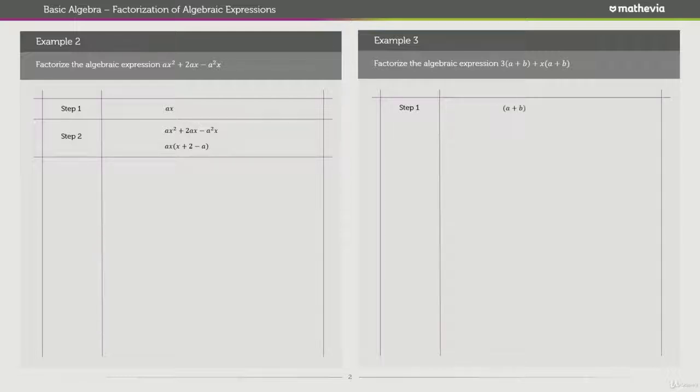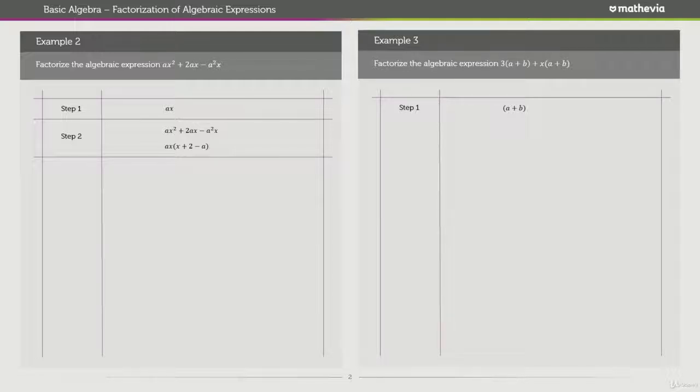The common factor is a plus b. If you look, we have two terms. Let's call 3 times a plus b a term, an individual unit, and x times a plus b another term. The one thing that's common between the two of them is a plus b.